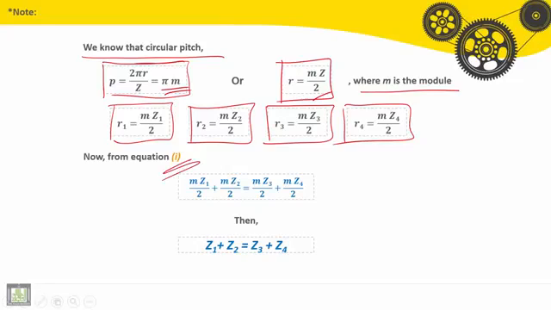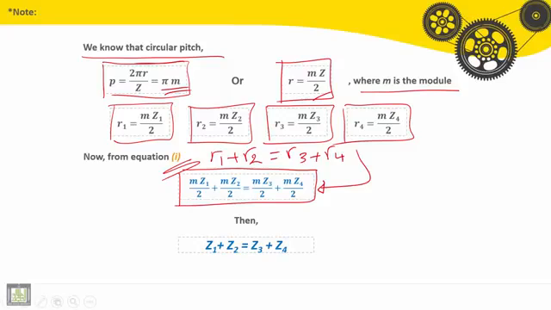From the first equation, which is R1 plus R2 is equal to R3 plus R4, we substitute here M Z over 2 for each gear, and by cancelling M and 2 here, we can find Z1 plus Z2 is equal to Z3 plus Z4.